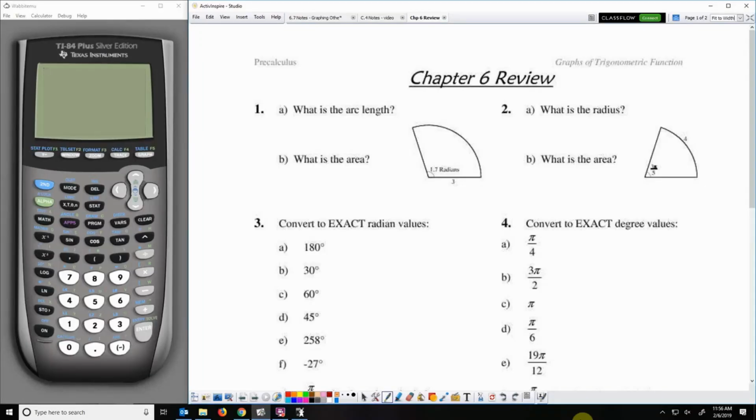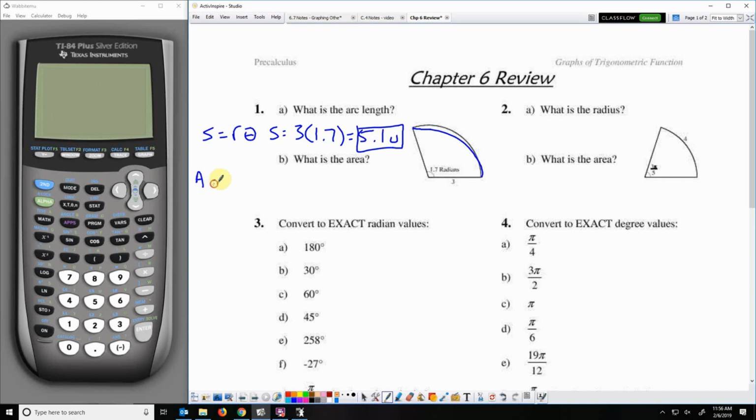Going to review everything we have done in this unit. So starting with arc length, I want to know how long that arc is. The formula is S equals R theta, so that's the radius times the radians. So here arc length is 3 times 1.7, and 3 times 1.7 is 5.1. It doesn't say feet or inches or anything like that, so I'm just going to go U for units.